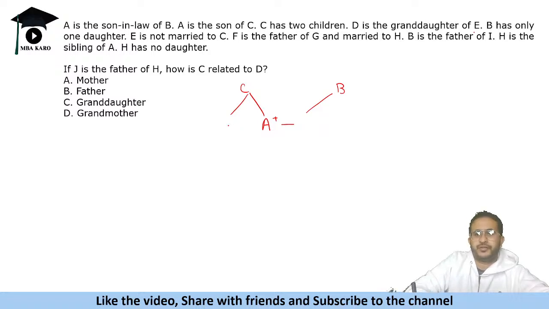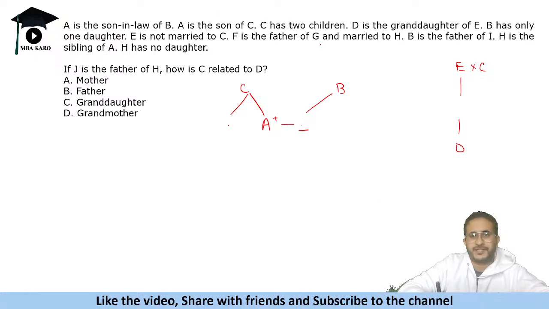D is the granddaughter of E. Okay, so D is two generations below E. B has only one daughter. So this is the only daughter of B. E is not married to C. Okay, so E and C are not married.